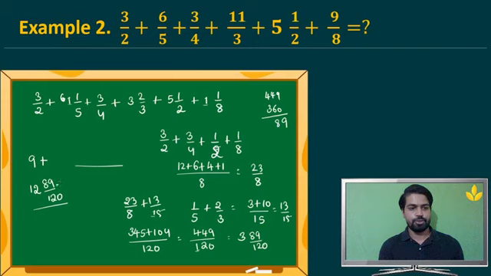I know it's a tedious process, but still we can solve this way. So the final answer is 12, 89 by 120. That is the sum of these fractions. Let's go to the next one.